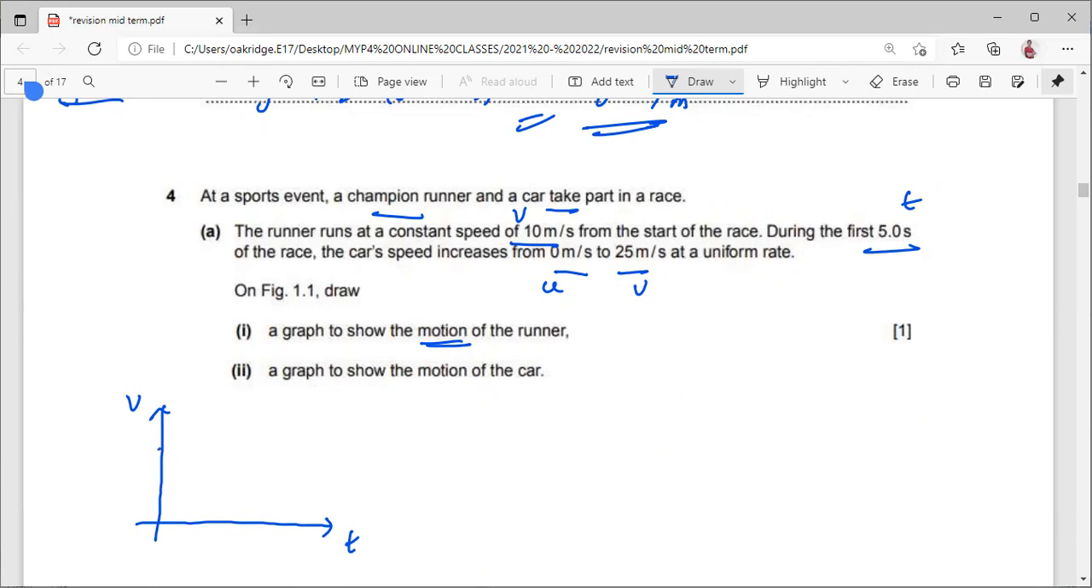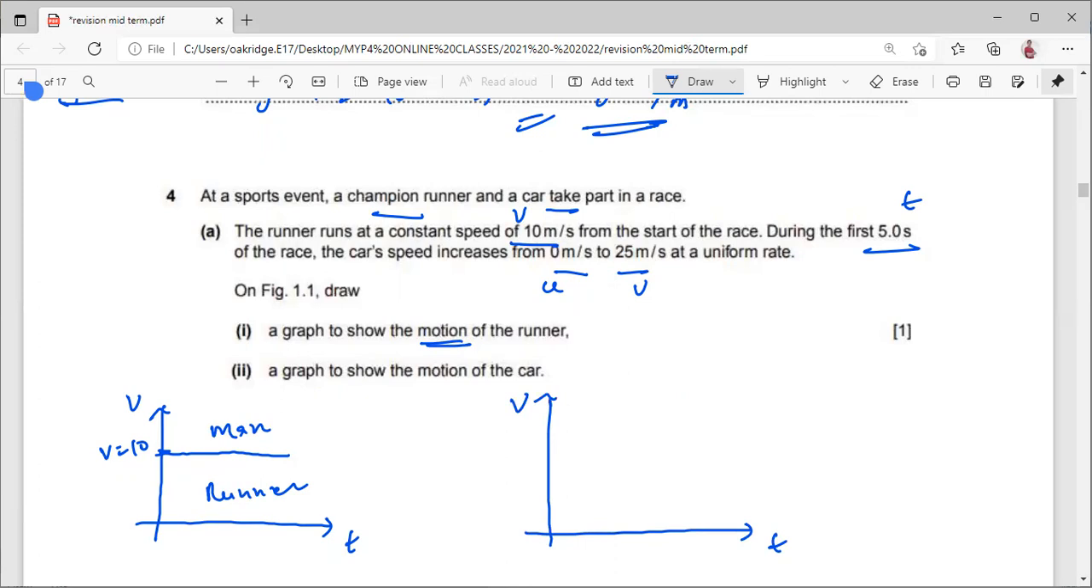So from the start of the race, let us say this is V equal to 10. He keeps on running with the same constant speed like this as time progresses. So this is for what? This is for the runner. Then a graph to show the motion of the car. For the car, this is T, this is V. Now the motion of the car.